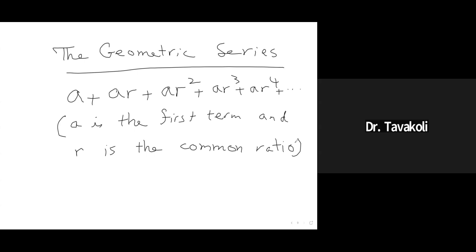So I just wrote the geometric series in the expanded form, and A is the first term, R is the common ratio. In fact, the convergence or divergence of the geometric series depends on the common ratio. I write a note here. We have two possibilities.